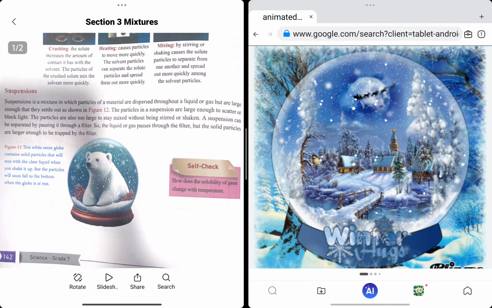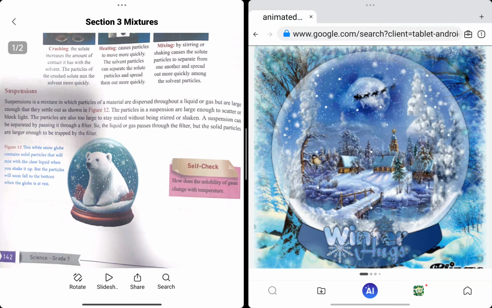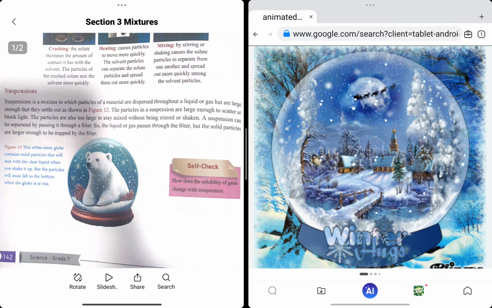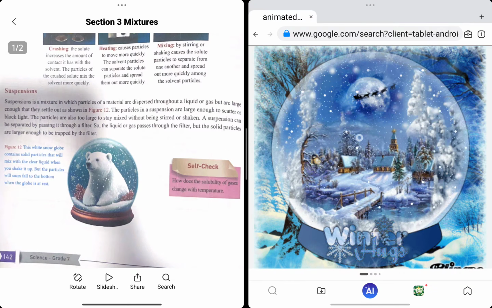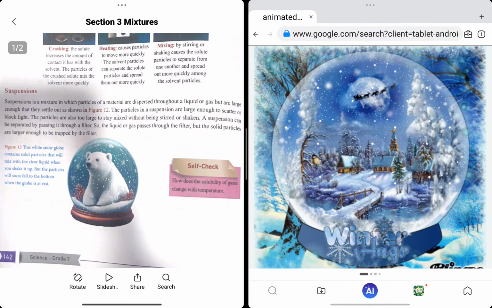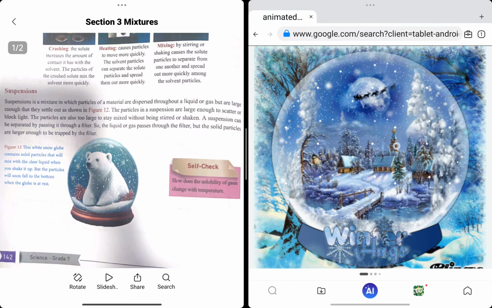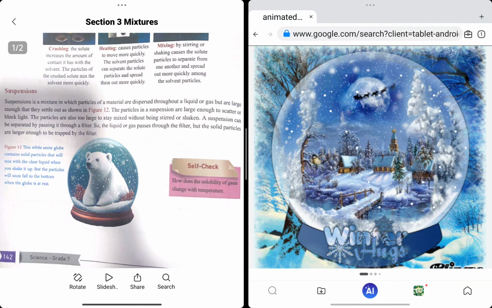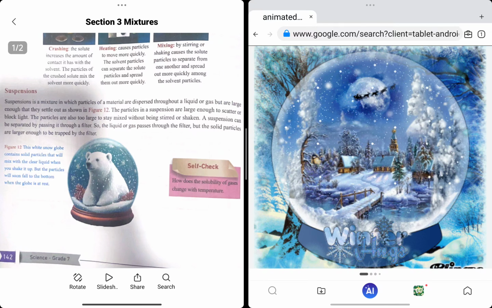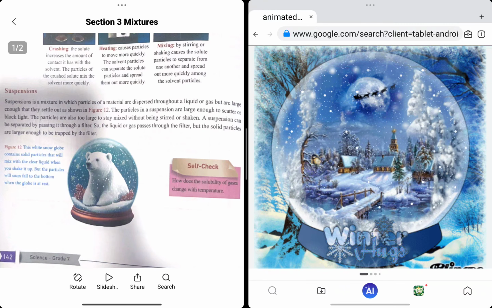It's a mixture in which particles are spread throughout a liquid or gas, but they are large enough to settle out over time. As you can see here, this is the snow globe. When you mix it, it might mix here, but over time it will settle down, and you can clearly see that. This means the particles do not stay mixed. If we stop stirring or shaking, the particles will fall to the bottom.